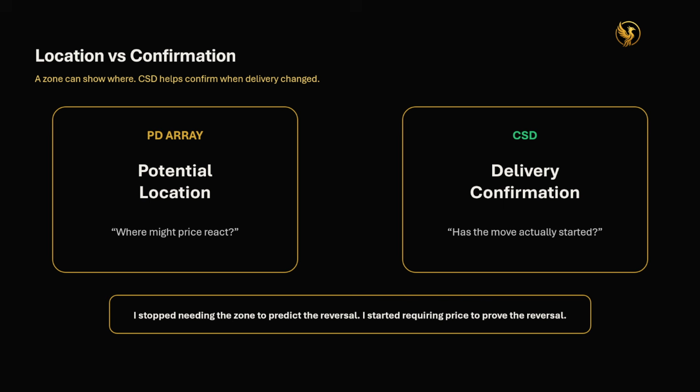A PD array answers where might price react, right? That is just a point of interest by itself. It is just a potential area. That is where price may react. But a CSD is delivery confirmation, right? The way that I framed my CSDs, it gives me a delivery confirmation. I actually have an objective way to determine a reversal that I can repeat over and over and over again. So I stopped needing to predict a reversal, right?